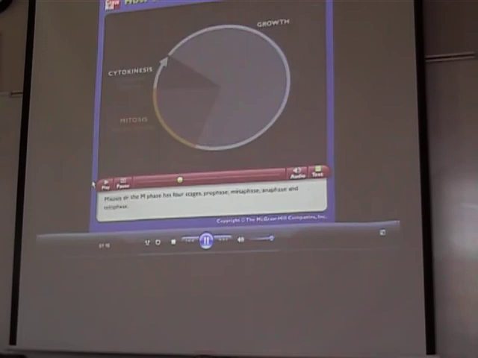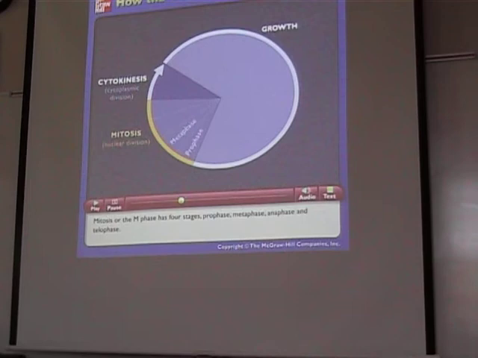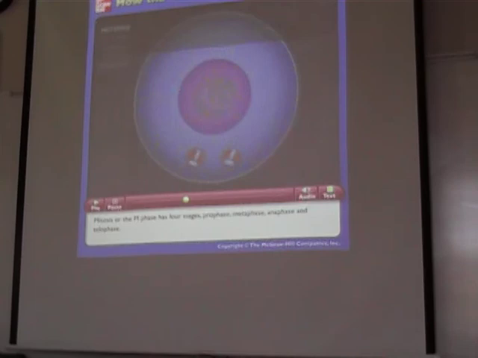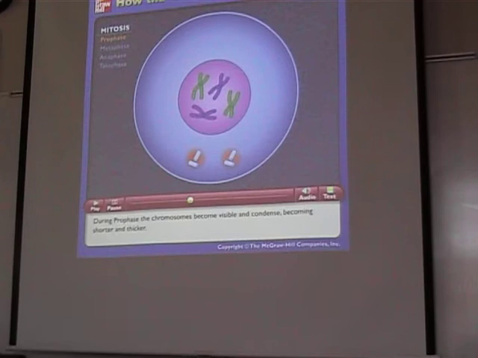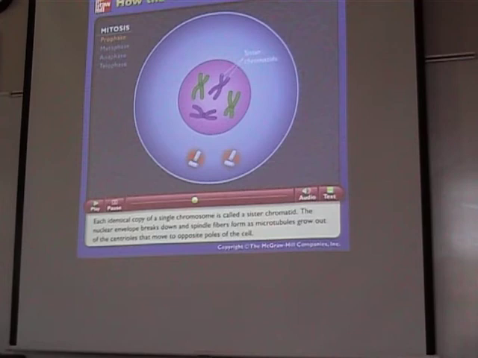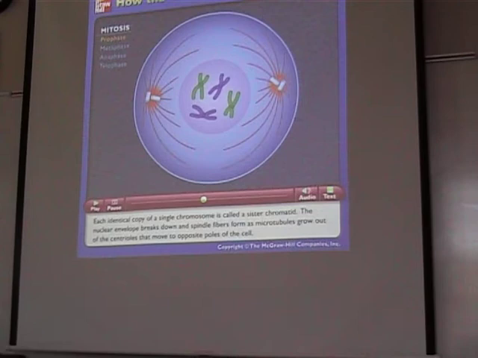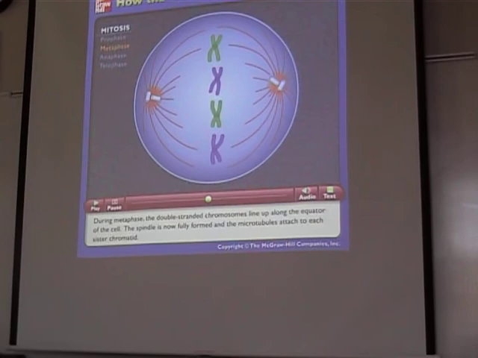Mitosis, or the M phase, has four stages. Prophase, metaphase, anaphase, and telophase. During prophase, the chromosomes become visible and condense, becoming shorter and thicker. Each identical copy of a single chromosome is called a sister chromatid. The nuclear envelope breaks down and spindle fibers form as microtubules grow out of the centrioles that move to opposite poles of the cell. During metaphase, the double-stranded chromosomes line up along the equator of the cell.